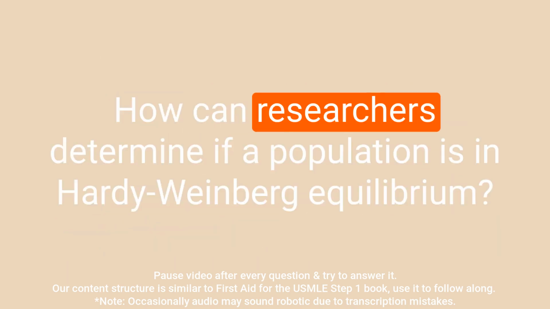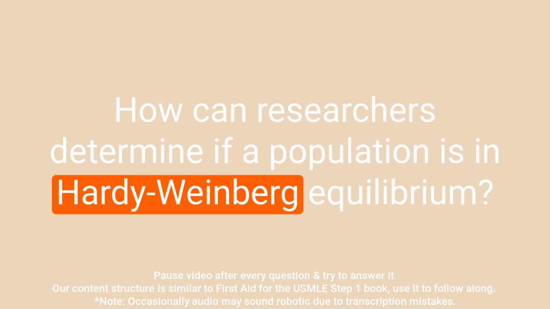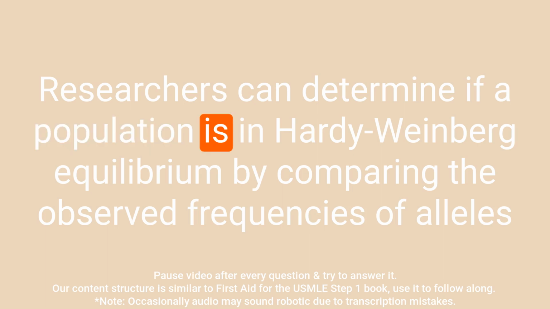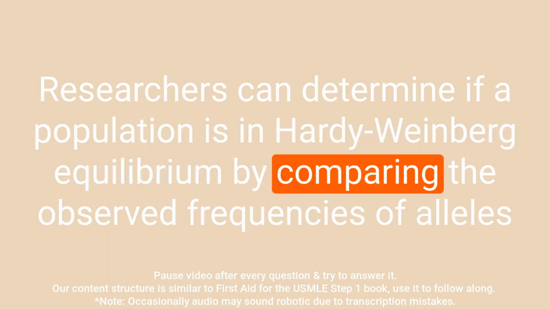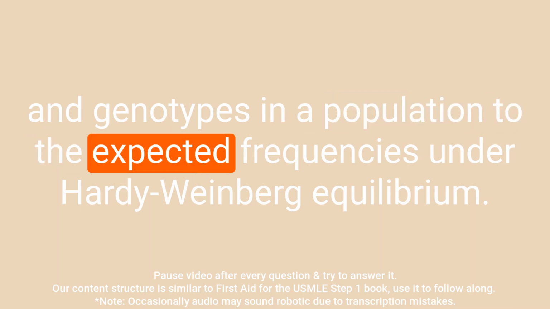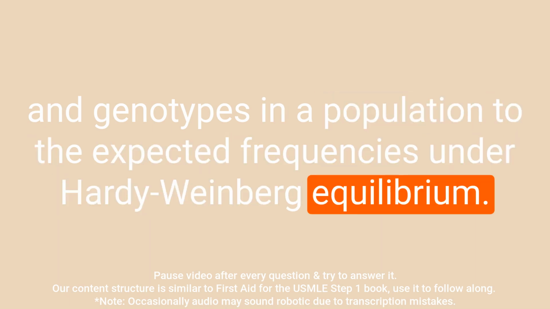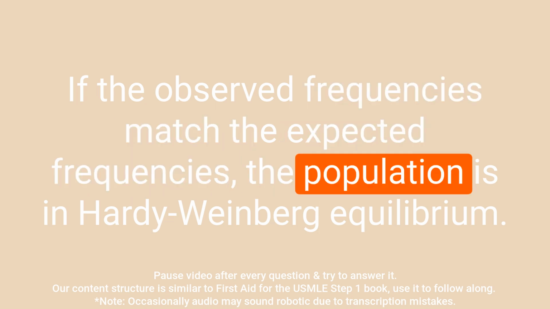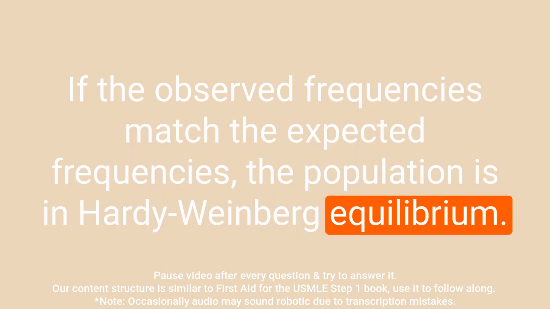Question: how can researchers determine if a population is in Hardy-Weinberg equilibrium? Answer: researchers can determine if a population is in Hardy-Weinberg equilibrium by comparing the observed frequencies of alleles and genotypes in a population to the expected frequencies under Hardy-Weinberg equilibrium. If the observed frequencies match the expected frequencies, the population is in Hardy-Weinberg equilibrium.